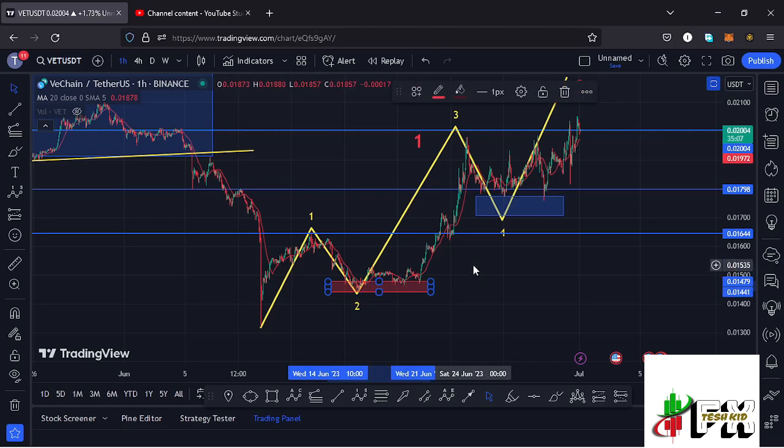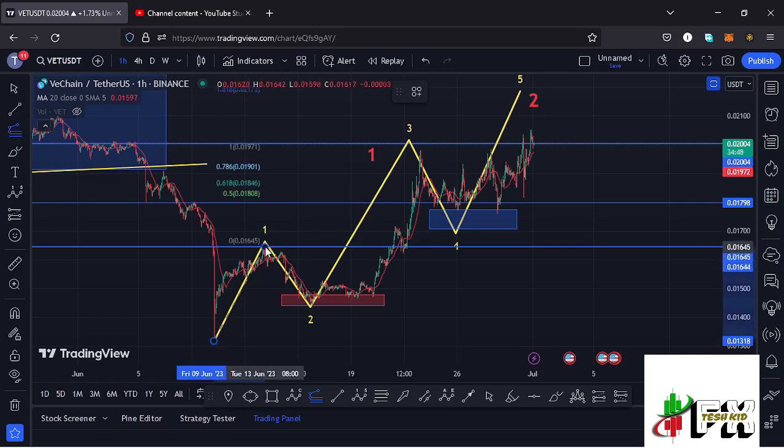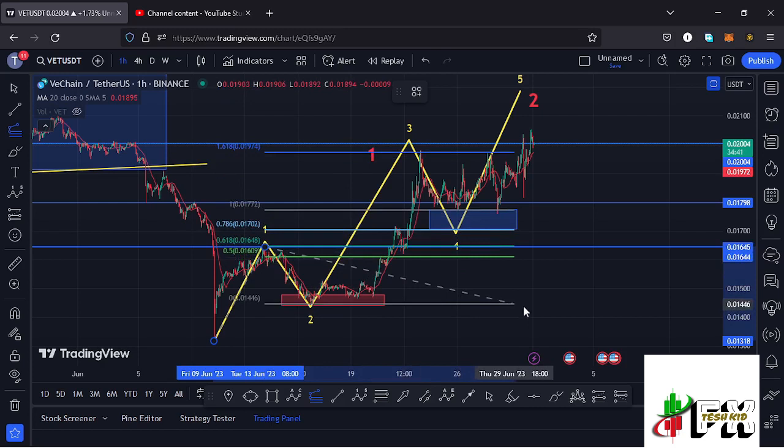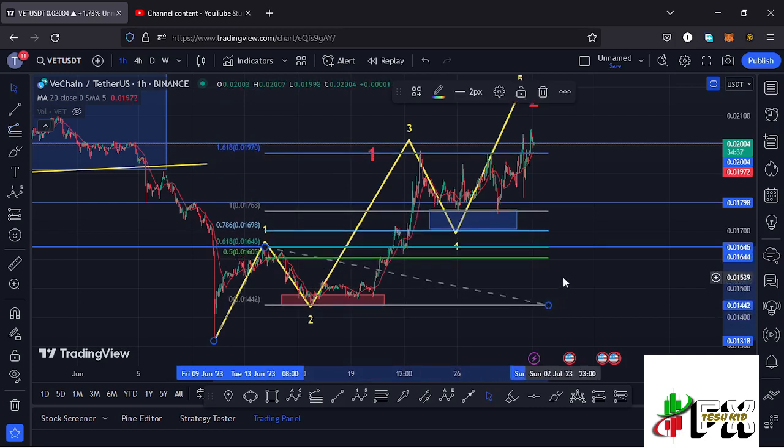Then afterwards we saw a reaction of the target area and started an impulsive wave in the formation of this wave 3 in a move that also fully maximized minimum target areas for the third wave that I gave you by connecting the trend-based Fibonacci from the low of the first wave to the high of that wave 1, then dragging the fibs to the low of the second wave, giving me a minimum target area at the fib level 1.618, and that is at around the $0.0197 mark, which is an area that we fully maximized.